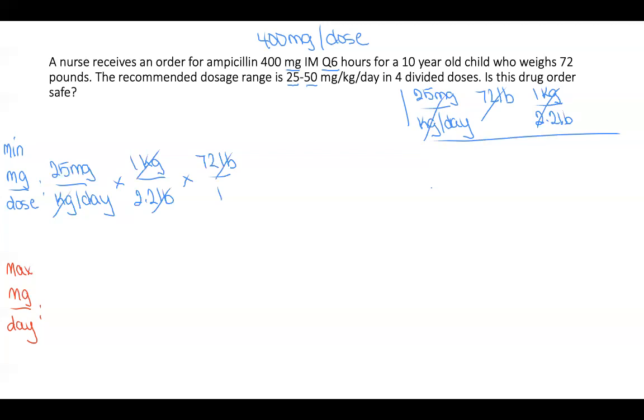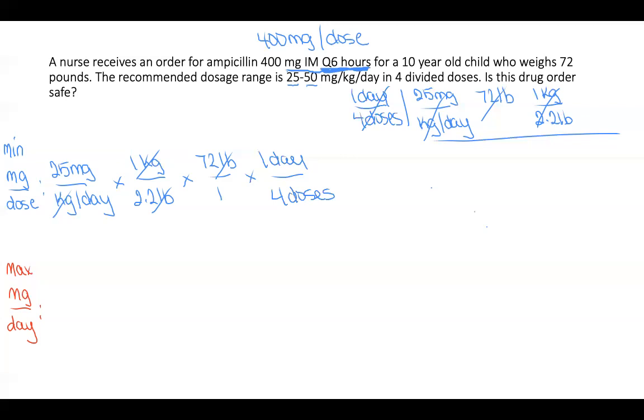So I'm going to come up to my order here, and it says milligrams IM Q6 hours. Q6 hours, right? So that means that in one day, we're going to give 4 doses. Okay, so we're going to add that to our problem. 1 day over 4 doses. And then cross it out.